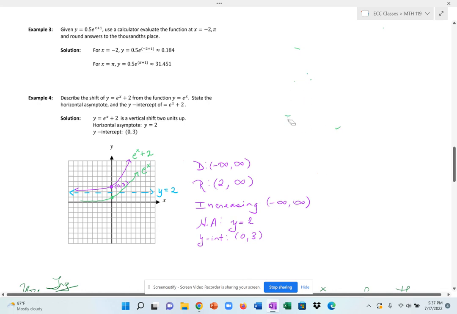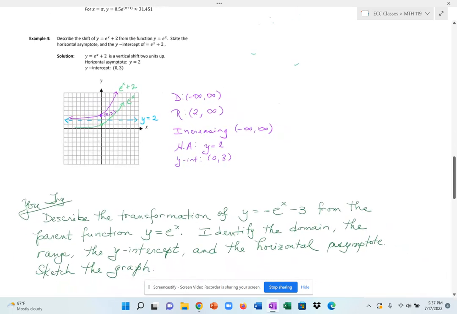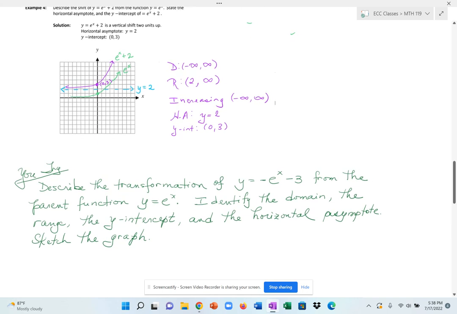Okay, so here is a problem for you to try. Describe the transformation of y equal to -e to the x minus 3 from the parent function y equal to e to the x. Identify the domain, the range, the y-intercept, and the horizontal asymptote of this function here, and then sketch the graph. So give it a try. Good luck.